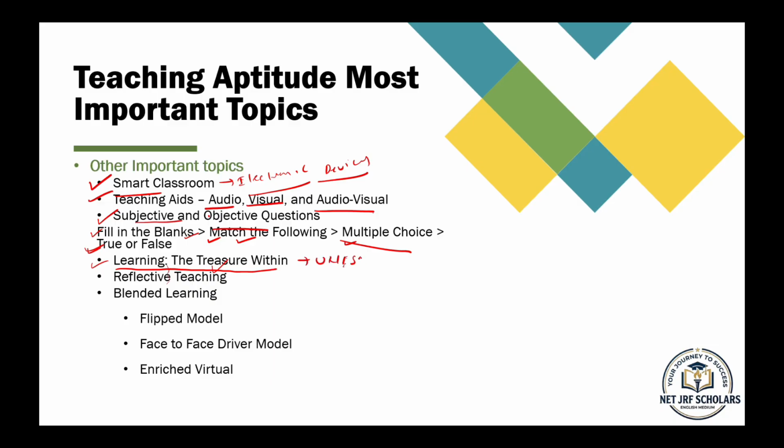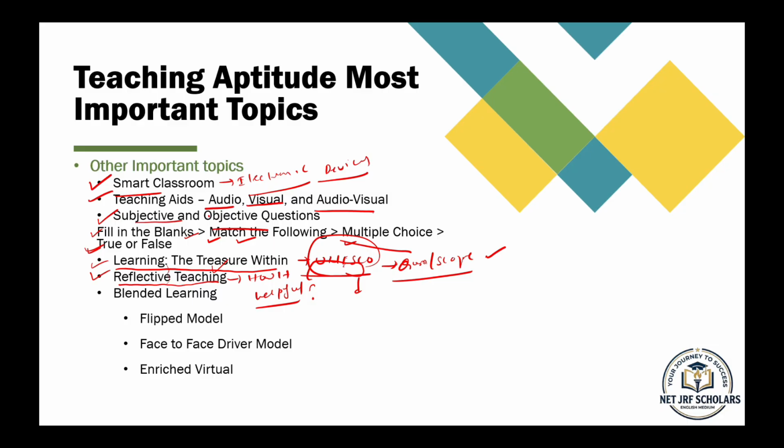And there is an article, Learning: The Treasure Within. It is published by UNESCO. Just note the definition, or what the question or scope of the paper is. Just remember the scope of the paper; that is more than important. And what is reflective teaching? It is the self-reflection of the teacher on her lecture, and how helpful it is.